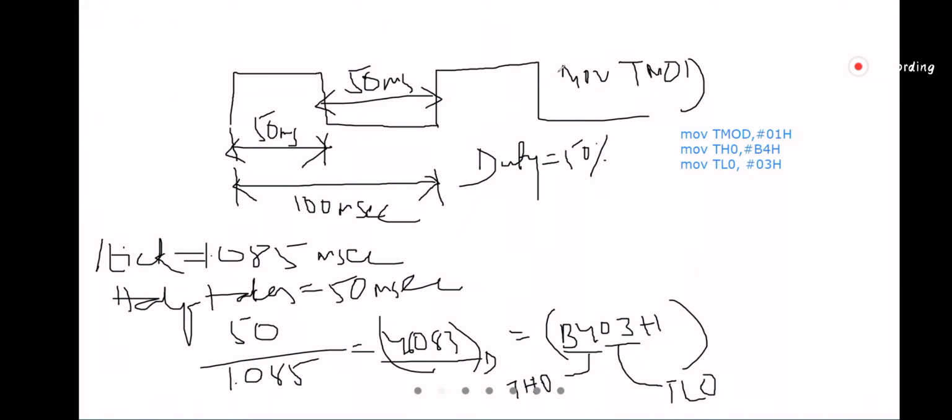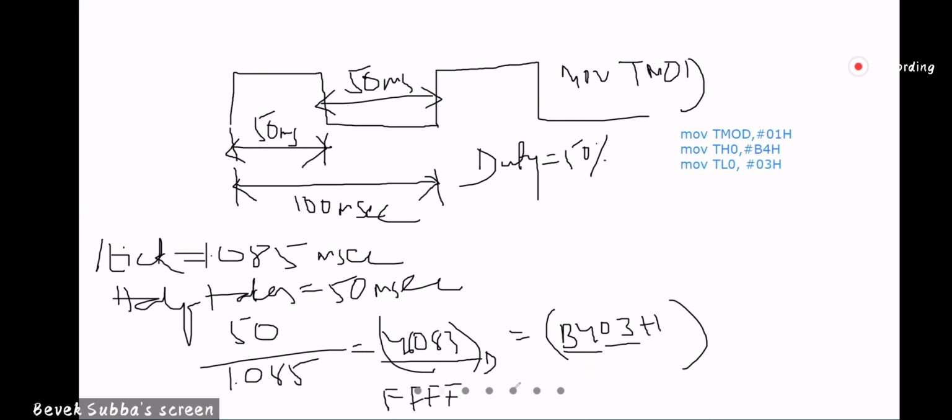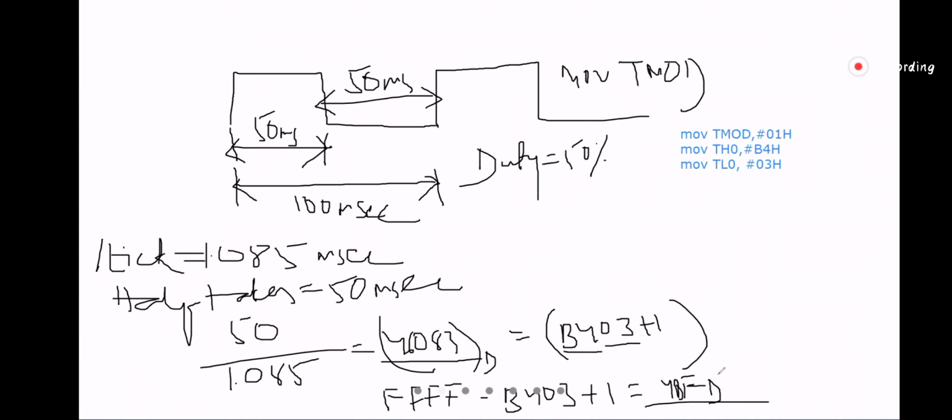I made a mistake here. This is not TH0 and TL1. The value which I subtract from FF, minus this value plus 1, will be your TH0 and TL0. That is 4BFDH. This one will be your TH0 and this one will be your TL0.